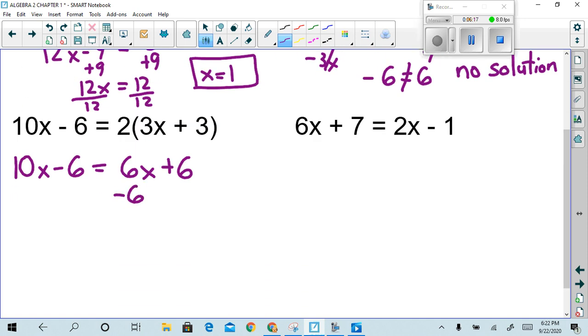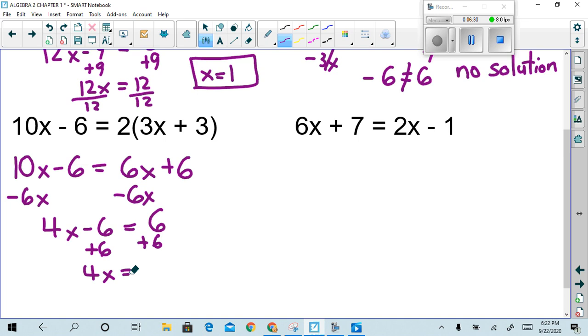Let's now subtract 6x on both sides. Inverse operation, let's keep going. And divide. They should be getting easier with just seeing more examples and taking it one step at a time.